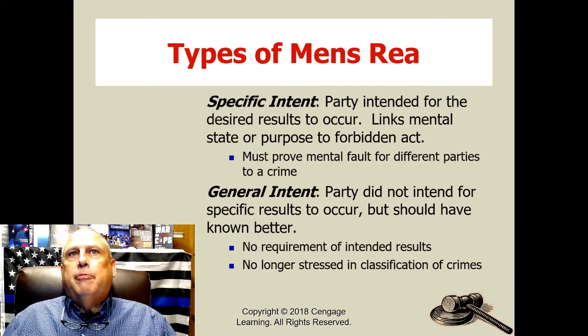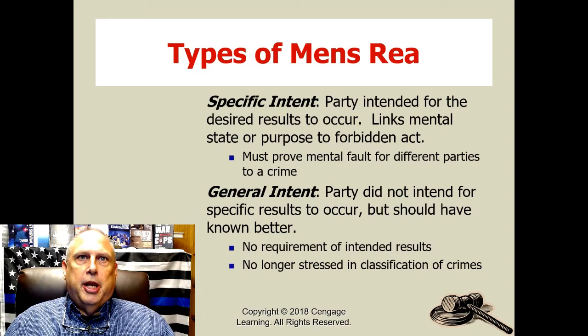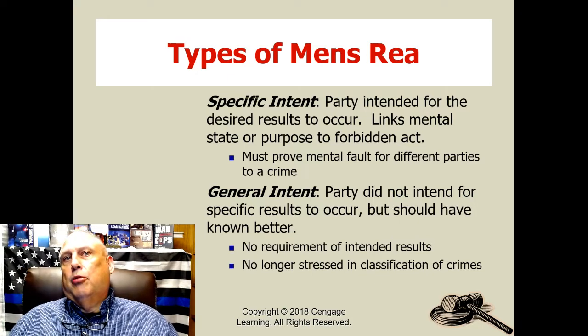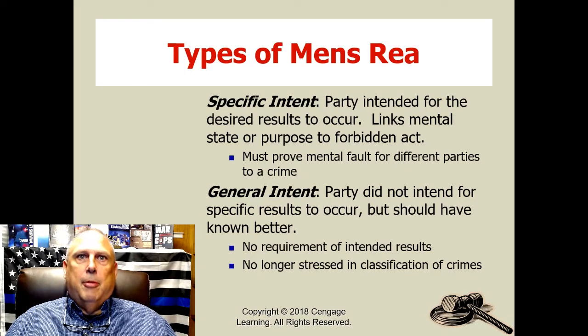There are two basic types of mens rea, the specific intent and general intent. Specific intent: the party intends for the desired result to occur, linking the mental state or purpose to the forbidden act. So you must prove the mental fault for different parties to a crime. General intent: the party did not intend for the specific result to occur, but should have known better. No requirement for intended result, no longer stressed in classifications of crime. So if you went back to the previous screen, you would see that knowingly and purposely would be specific intent, and the other two would come under general intent.